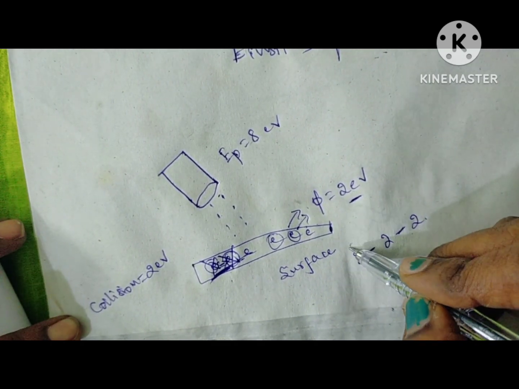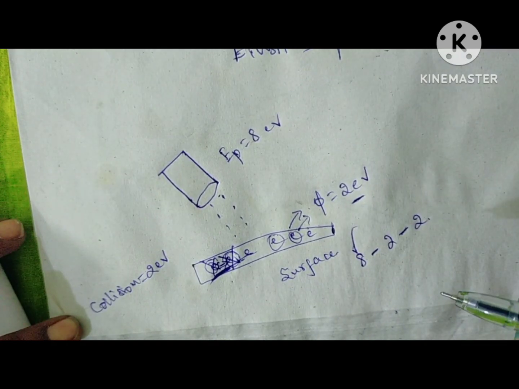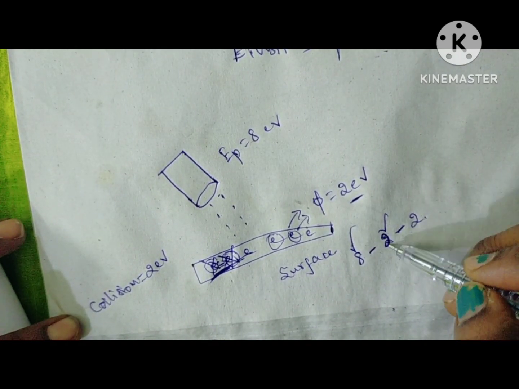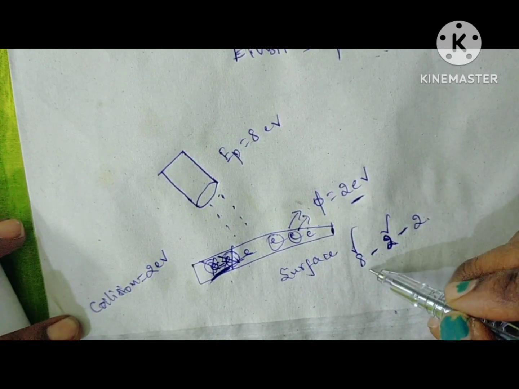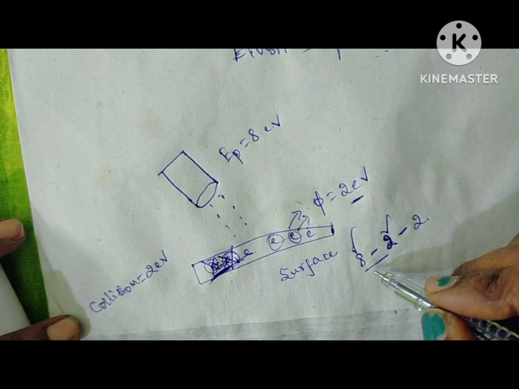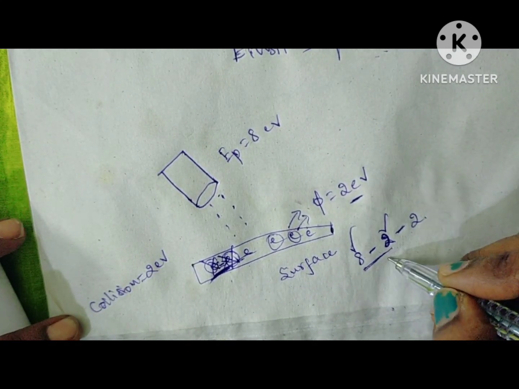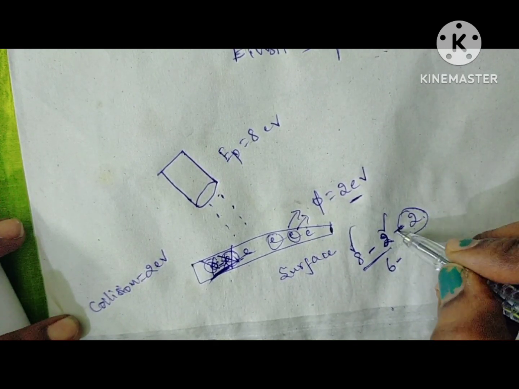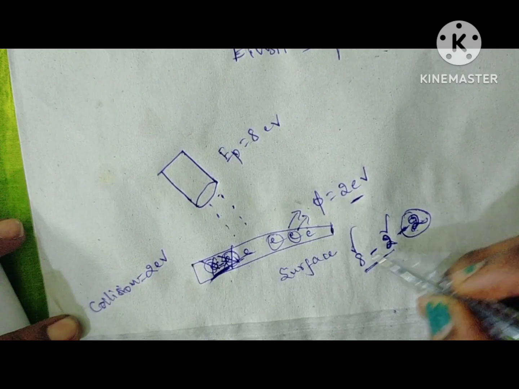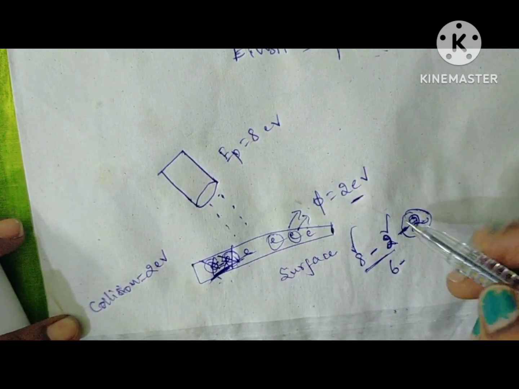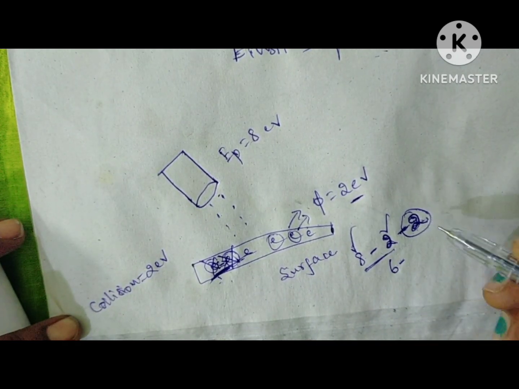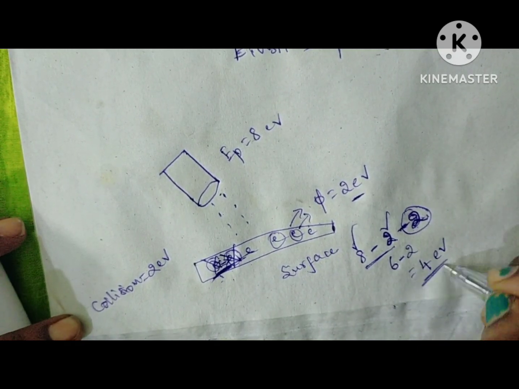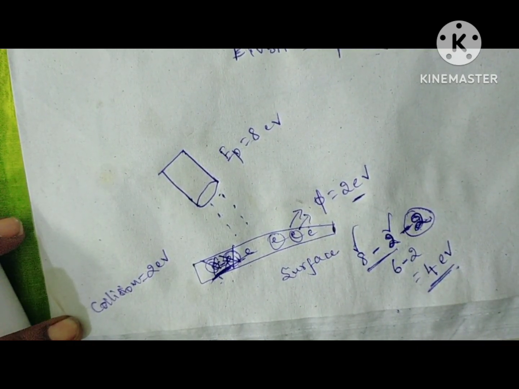Why? Because this is the total energy of photons value and this is the work function value. Only 2 electrons are emitted out. So we need to reduce 2 from this total energy of photons. That is 6 electron volts. This 2 is nothing but the collision value. How many electrons did we lose? 2 electrons. That's why we need to reduce 2. The answer is 4 electron volts. This is the final solution.